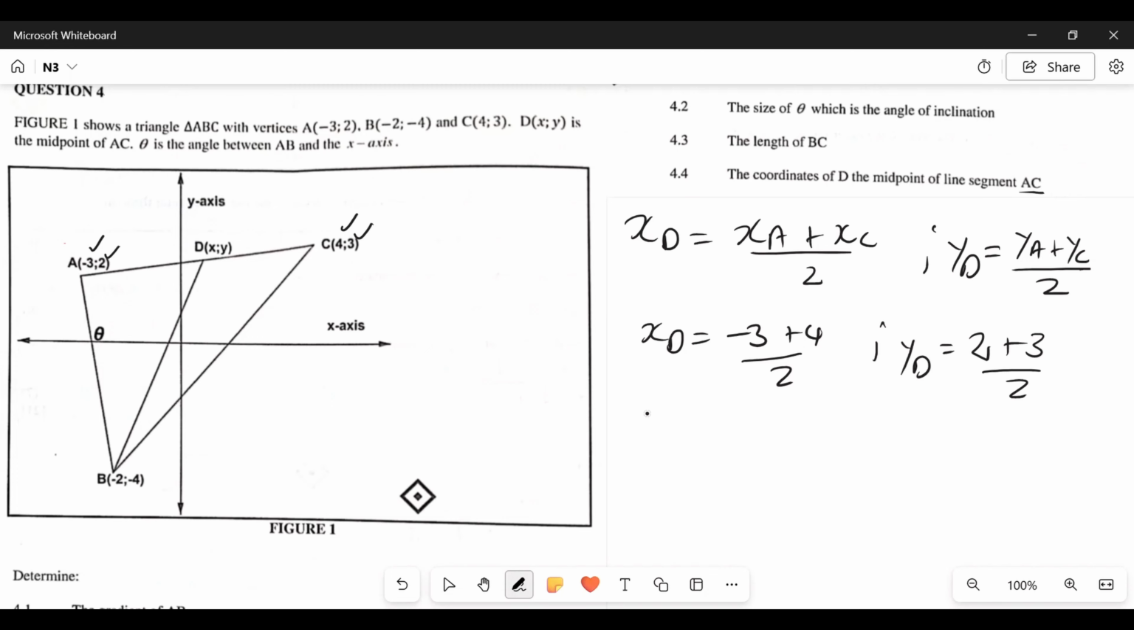If you continue here, for XD, on the numerator we have -3 plus 4. That's going to give us 1 divided by 2. That is our coordinate for X. And then for Y, on the numerator we add 2 plus 3, which gives us 5 divided by 2. So for point D, the X value is going to be 1/2, while the Y value is going to be 5/2. There we go. So these here, guys, are the coordinates for point D.